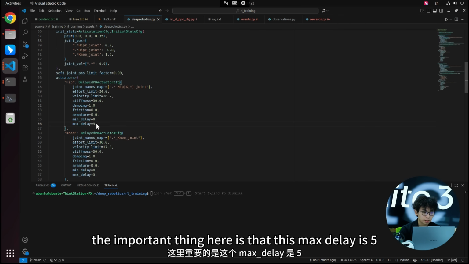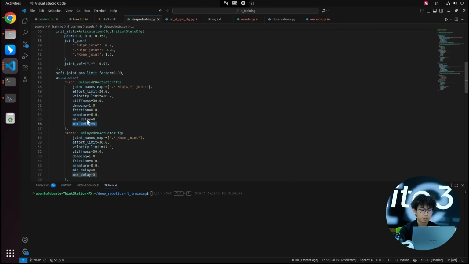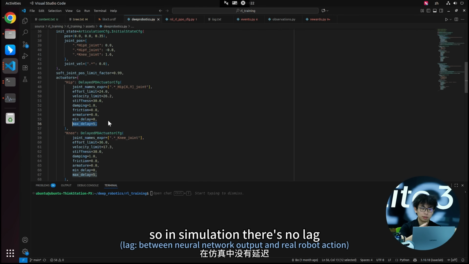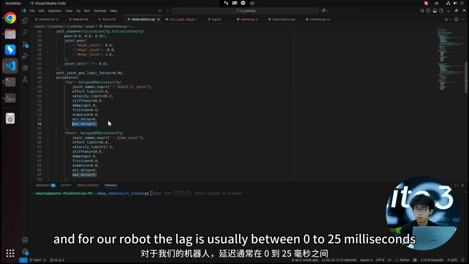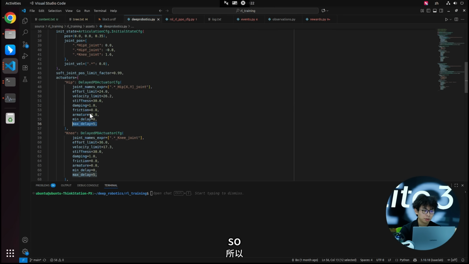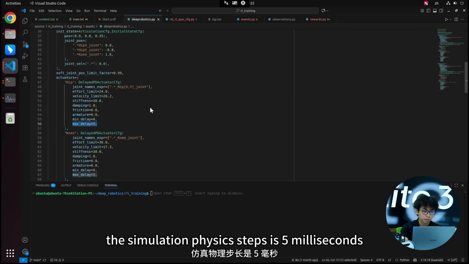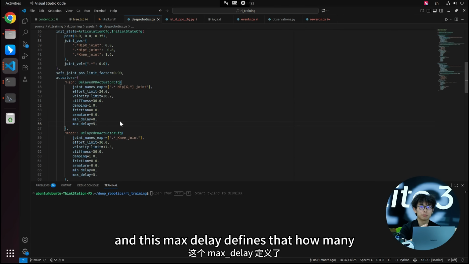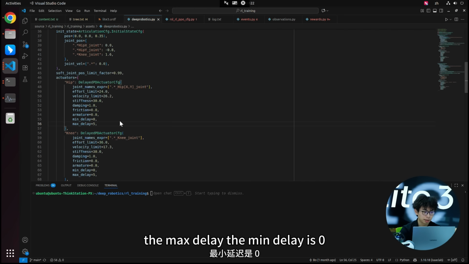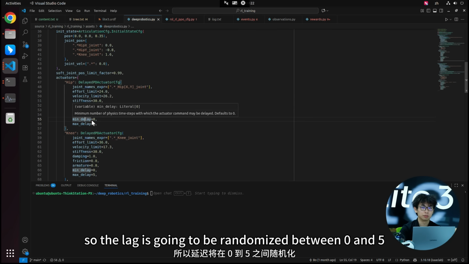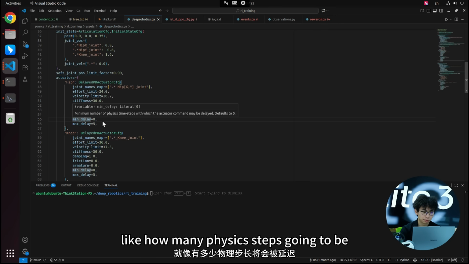And the important thing here is that this max delay is 5. What does this mean? So in simulation, there's no lag, but in reality, there is a lot of lag. And for our robot, the lag is usually between 0 to 25 milliseconds. So in our simulation, the simulation physics step is 5 milliseconds. And this max delay defines how many physics steps it is going to be delayed. So we set the max delay to 5 here. The min delay is 0. So the lag is going to be randomized between 0 and 5 physics steps.